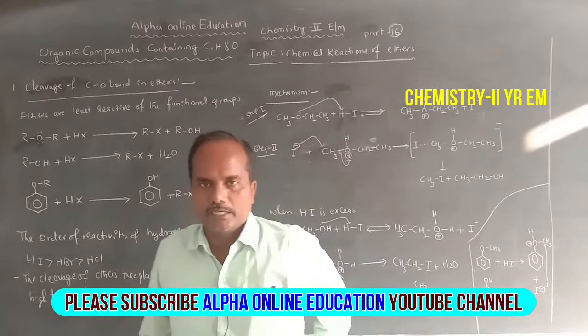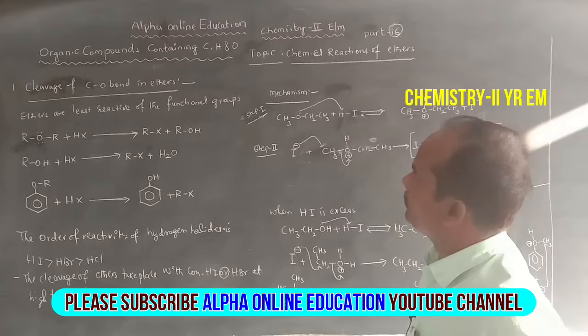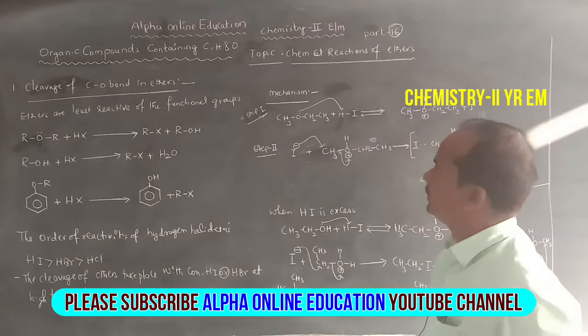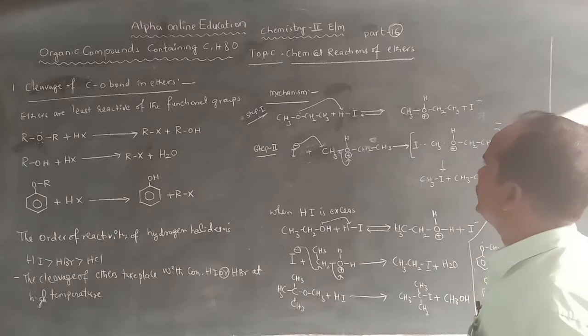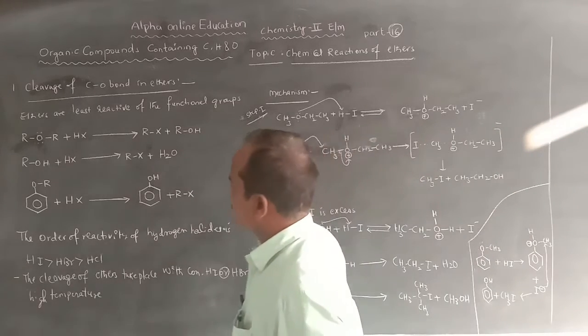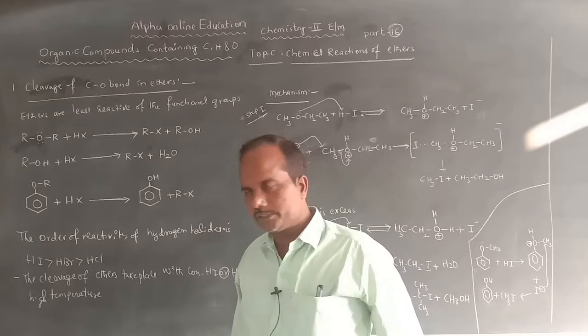Good morning. Chemistry second year, English medium, unit is organic compounds containing carbon, hydrogen and oxygen. So the topic is the chemical reactions of ethers. So let's see the chemical properties or chemical reactions of ethers.